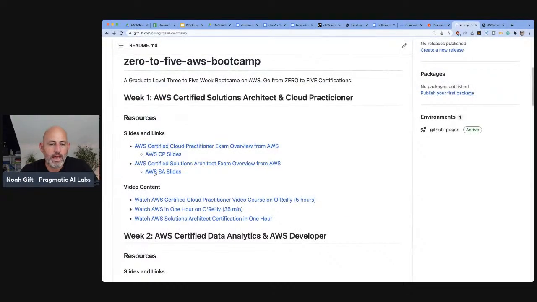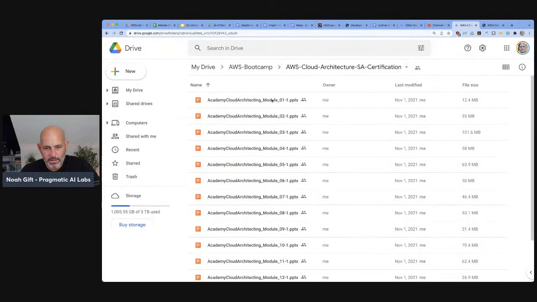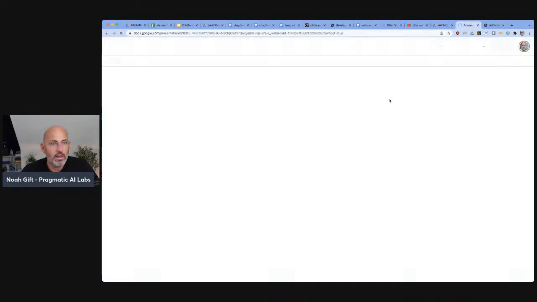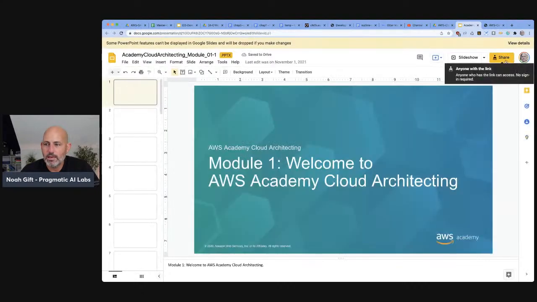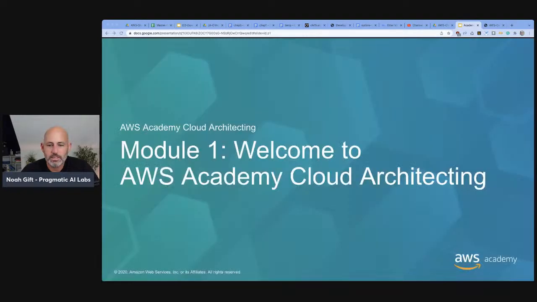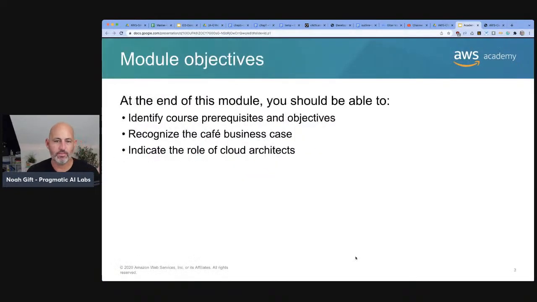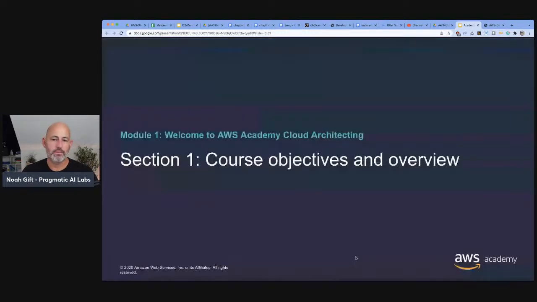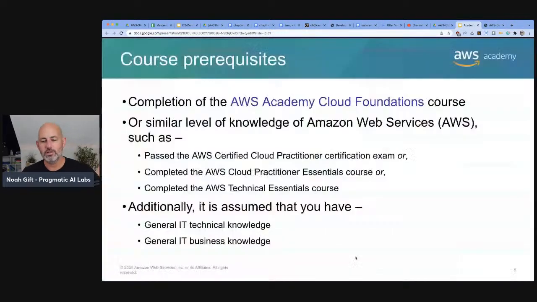I'm going to go to the slides, which I have a link to right here, Solutions Architect slides. And I'm going to start off right at the beginning here, and we'll go right into module one, maybe get a couple modules out of the way. So here's the material that we'll start off with, which is AWS Academy Cloud Architecting. And the overview is to make sure that you understand how to pass the exam, right? That's the first one.